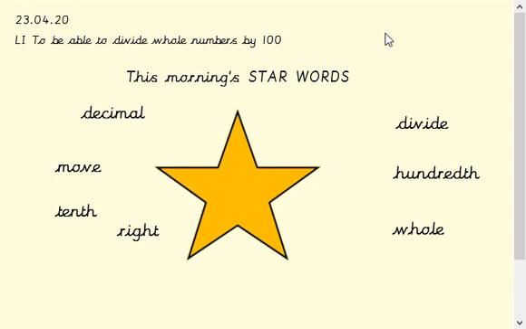Okay, we're going to be making links back to yesterday's lesson today. Our learning intention today is to be able to divide whole numbers by 100. Now, if you think back to yesterday, we were dividing whole numbers by 10. So this is the next step, the next little step forward, so to speak.